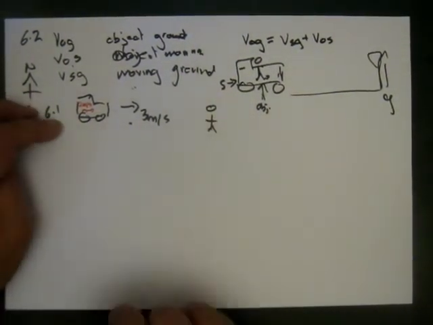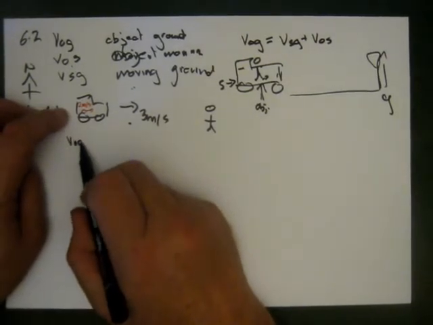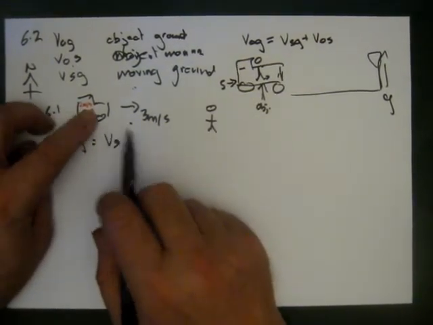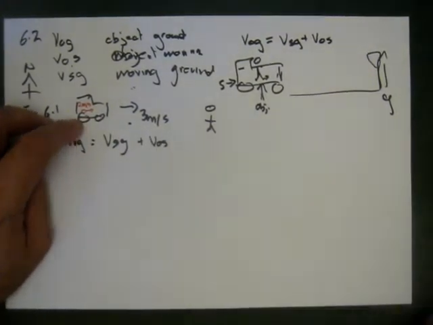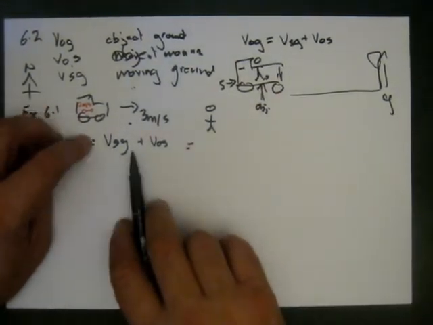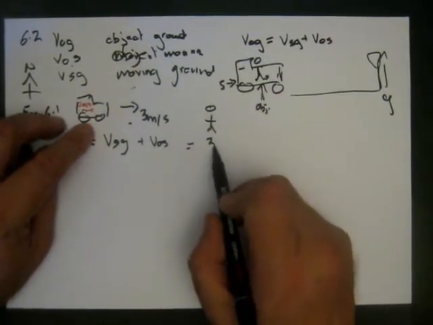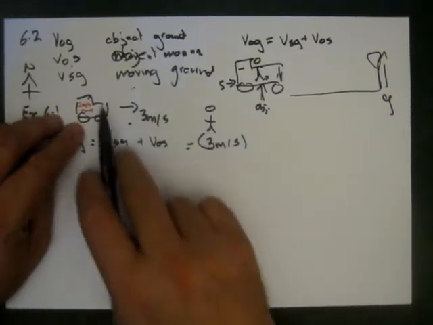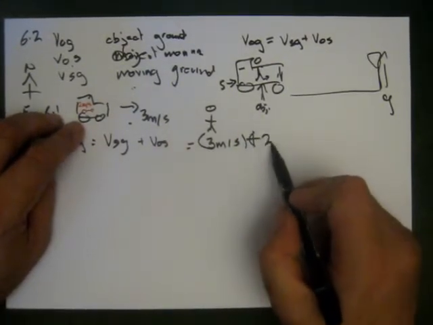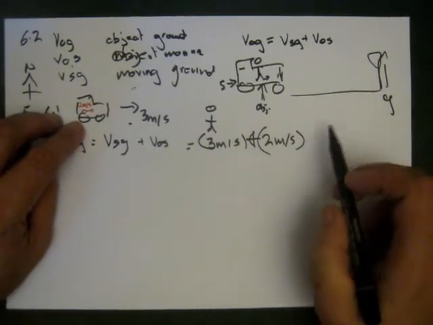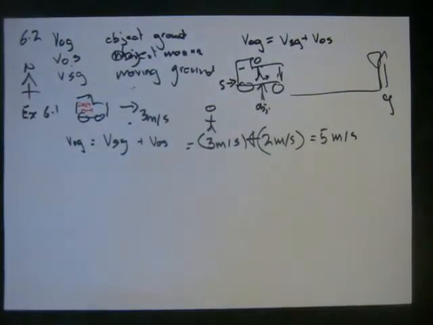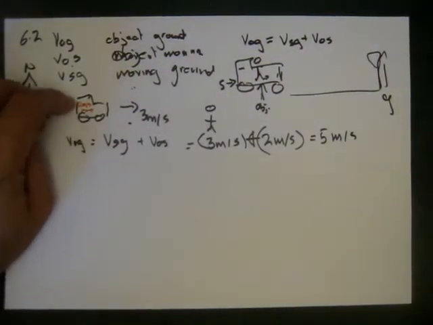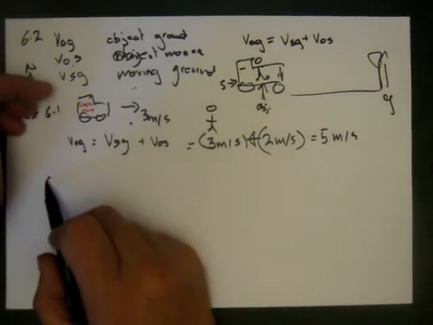In this case, we can say the velocity of the object relative to the ground is equal to the velocity of the van relative to the ground plus the velocity of the ball relative to the van. The van's doing 3 meters per second and the ball relative to the van is doing 2 meters per second, so it equals 5 meters per second. So that ball is actually headed towards me at 5 meters per second. Isn't that cool? But what happens if the person rolls the ball the other way? So let's do 6.2.